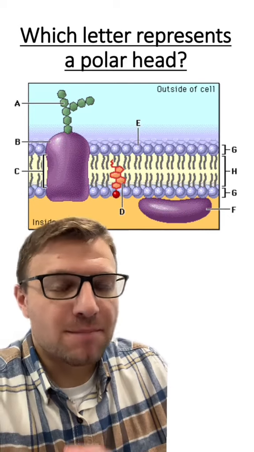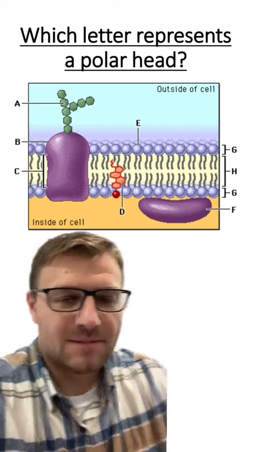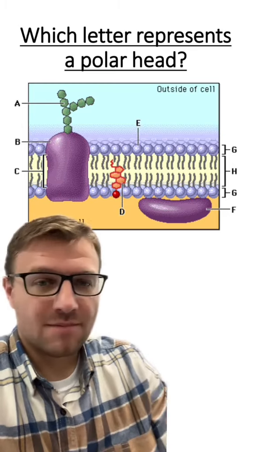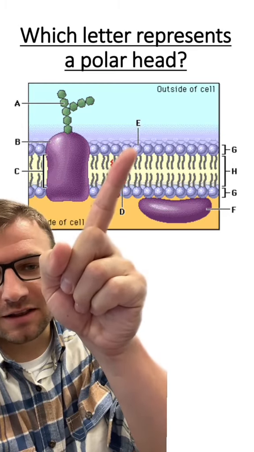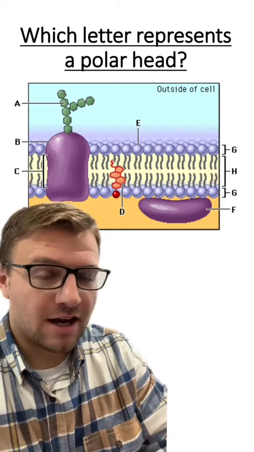Which letter represents the polar head of a phospholipid? Specifically, just one polar head. The answer here is E. It's pointing to this little circle here, which is the polar head of a phospholipid.